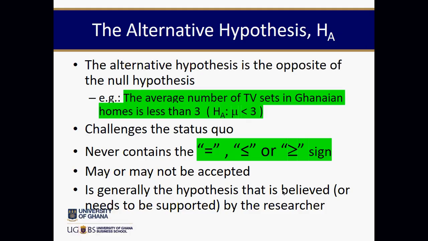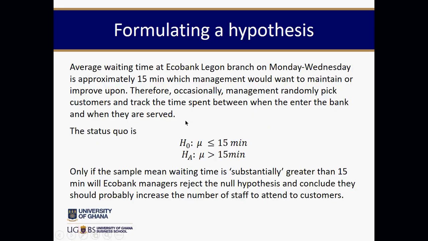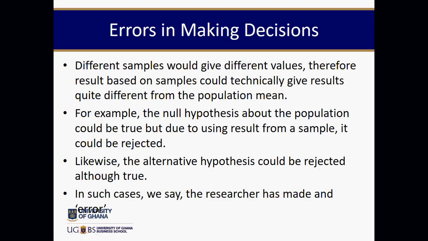So it's generally the hypothesis that is believed or needs to be supported by the researcher. So this is what the researcher is actually working on. That's basically what it means. So like the packaging division or whatsoever, they want to find whether they are meeting the 5K target. So the null hypothesis is the mean is 5. So they will take samples to check whether it is 5 or it is not 5. As what it means to me, the same thing.